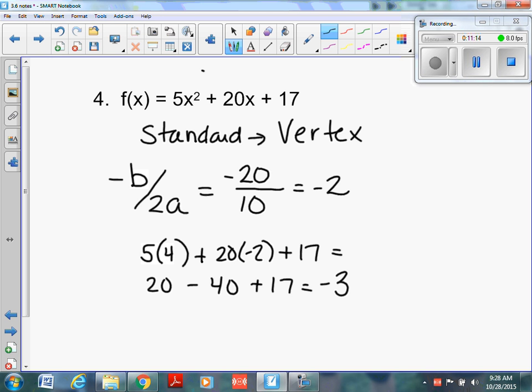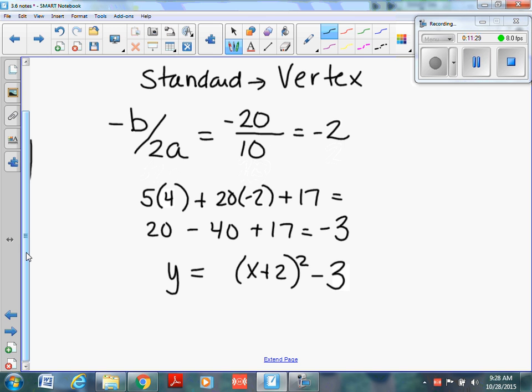So, y equals x plus 2 squared minus 3. So far, so good. Everybody see how we got the x plus 2 squared minus 3?